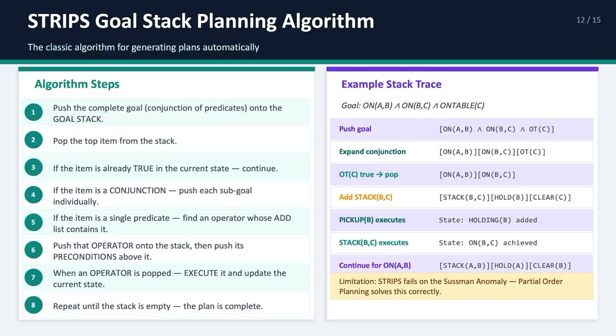Then we check what conditions are needed before doing these actions. After we complete those conditions, we perform the proper action that is needed. This process continues again and again until all goals are completed. So basically, we solve the problem step by step from top to bottom. But this method has a limitation. It does not work well in complex situations like the Sussman anomaly.